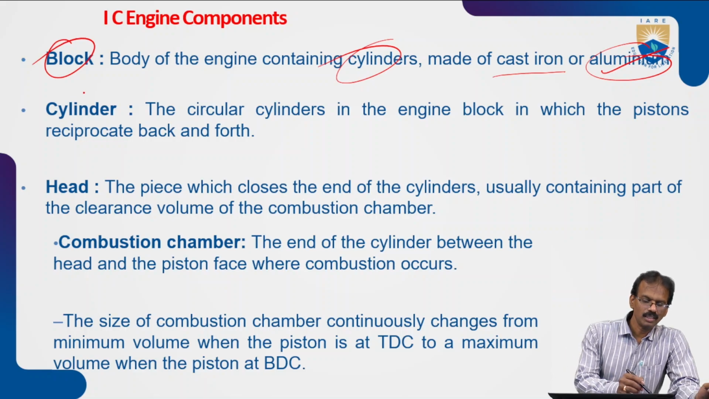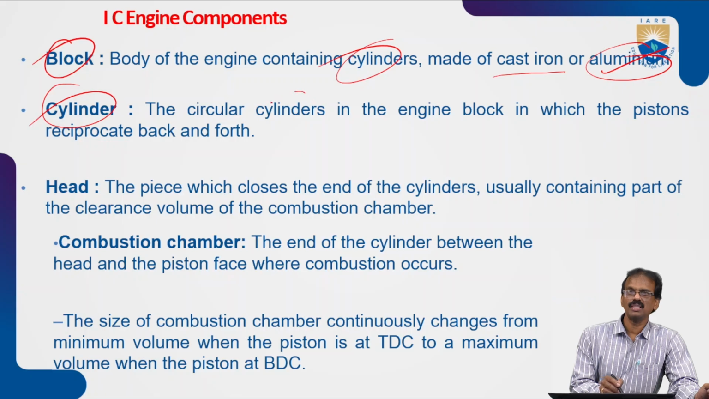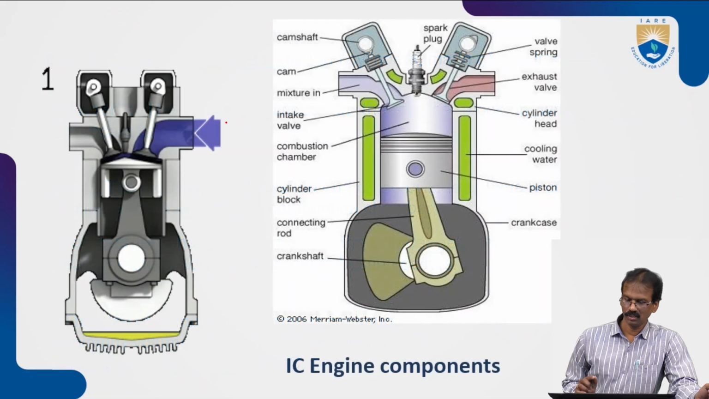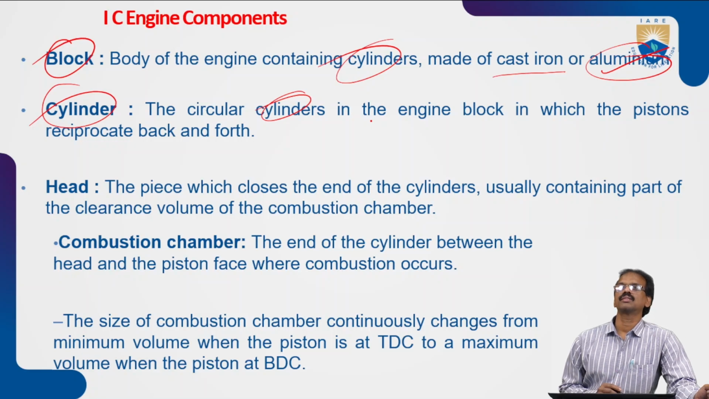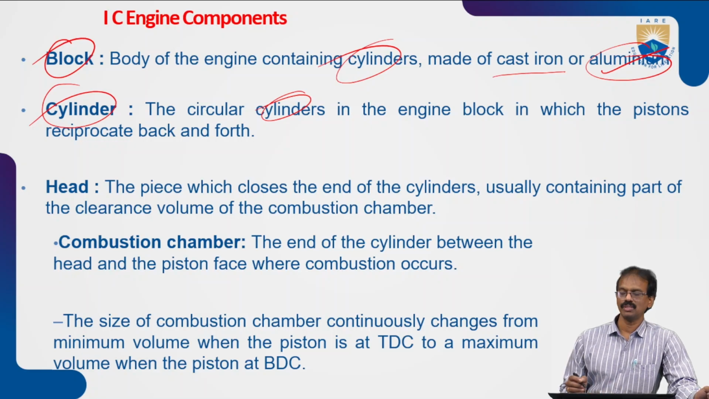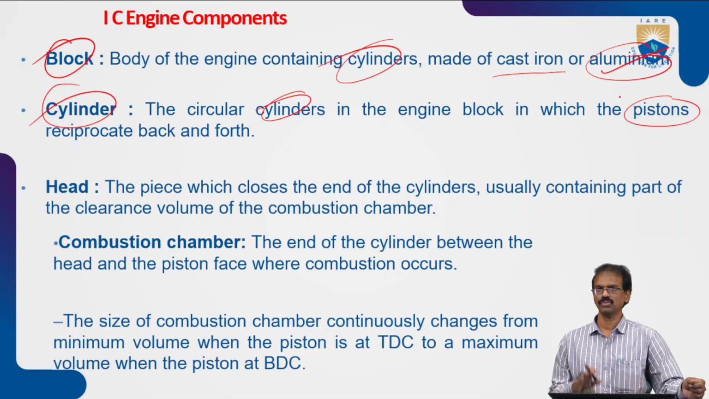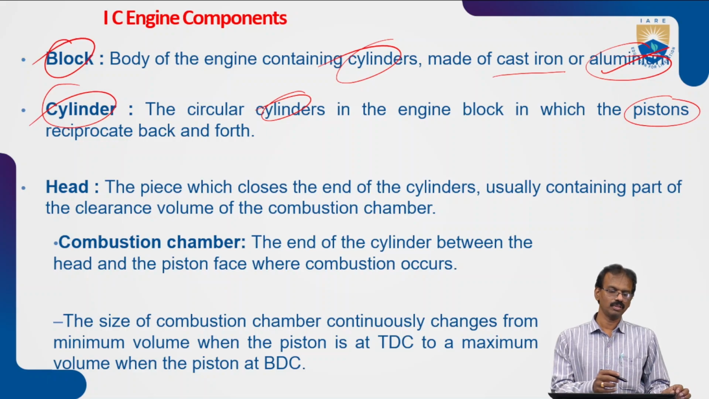Next one, cylinders. These are the circular cylinders. This is the cylinder, you know this. It is the circular cylinder. These are the cylinders in the engine block, in which the piston reciprocates. The piston moves in the upward and downward direction, or back and forth. It reciprocates.